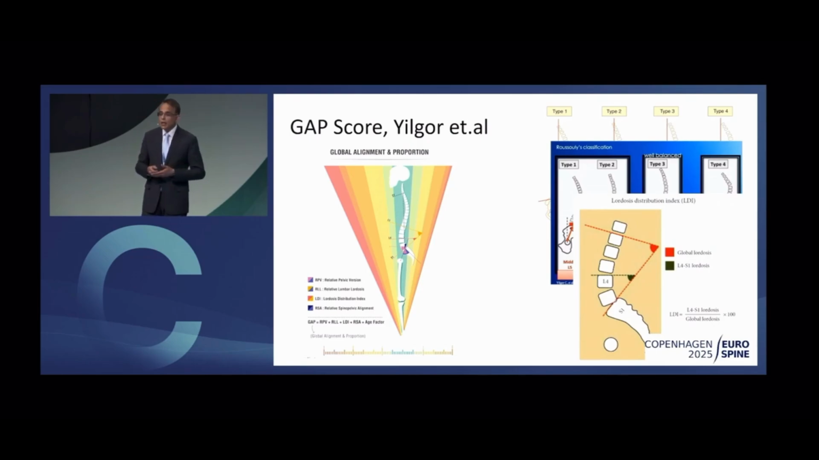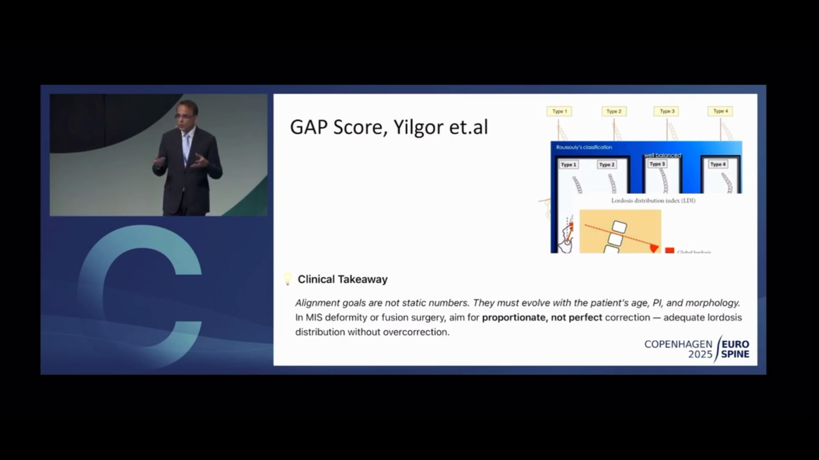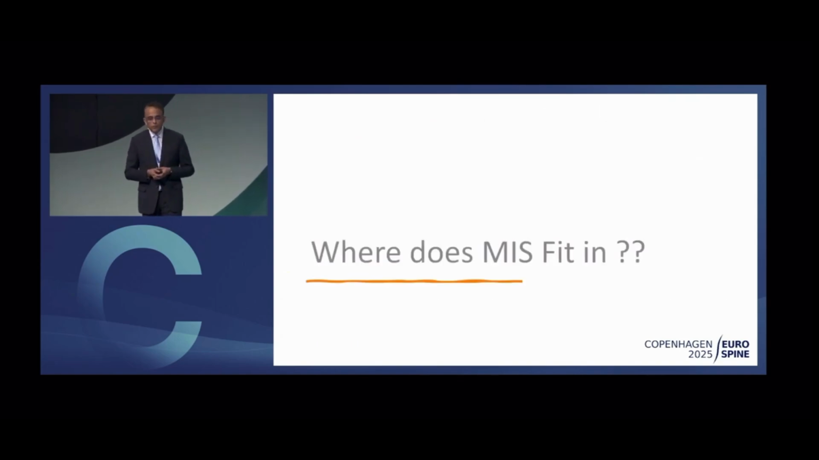And finally, the LDI came into play, which is widely used these days, and it says that 60% of your lordosis should be at the lower lumbar level, that is L4-L5-S1. At least two-thirds is important to achieve a proper goal. So alignment goals are not a static number, but must evolve with the patient's age, PI, and morphology. So you have to compositely plan how to achieve this deformity correction.